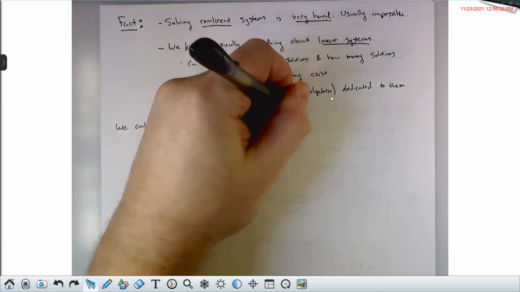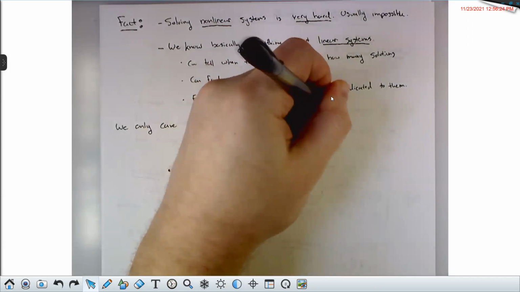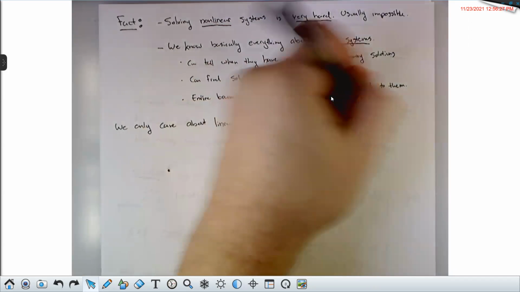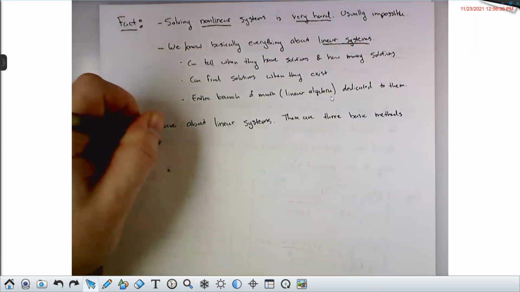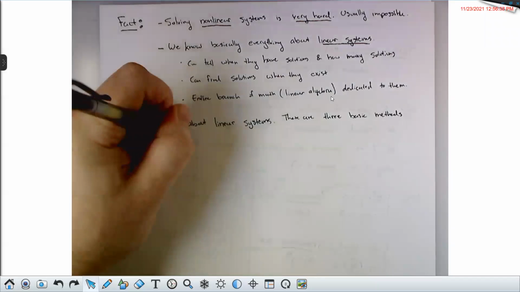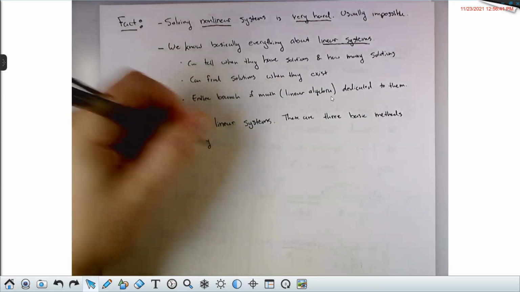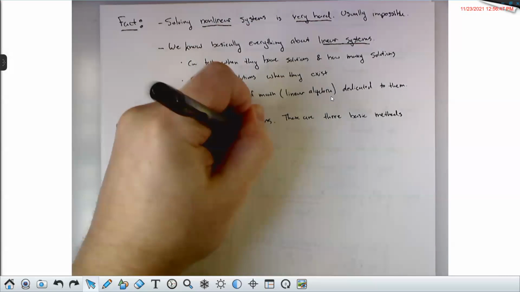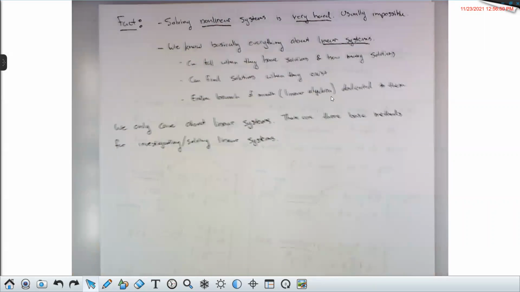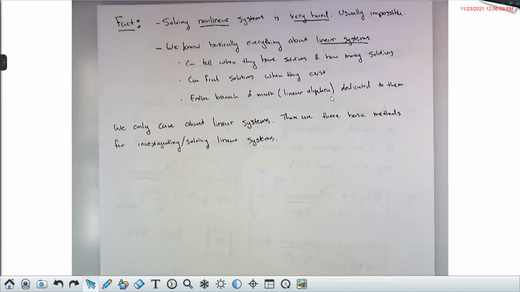There are three basic methods for solving linear systems. I'll say for investigating linear systems. How about investigating / solving? Because there isn't always a solution. And not all of these methods are created equal. One of them really sucks. One of them kind of sucks, but works okay in certain cases. And one of them is awesome, works all the time.